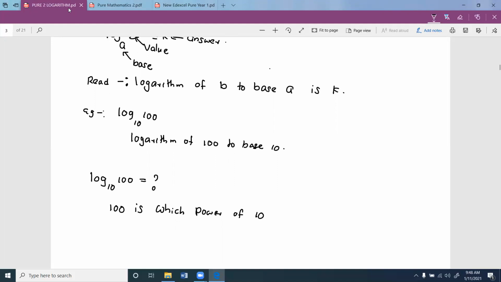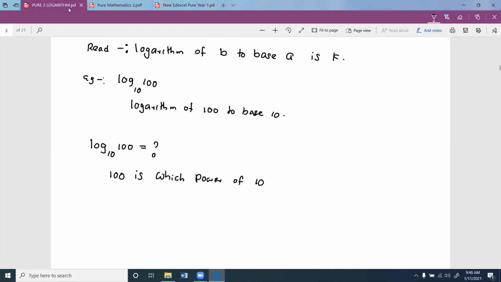100 is 10 to the power what? 2. 10 to the power 2. Yes, great. Then we know that log 10 100, you can say this is 10 to the power 2. Therefore, your answer is how much? 2. That's a simple idea. Yes, that is the way of getting this, Pute, right?